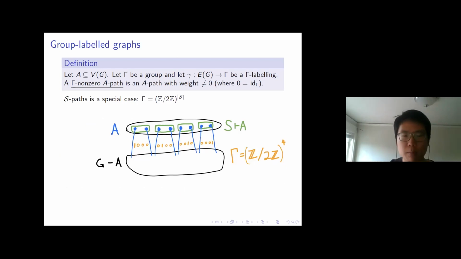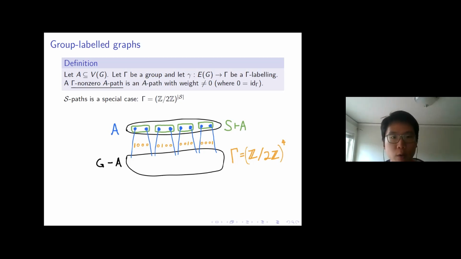So let's take the same picture as before, but now I need to define a group labeling on it. So orient the edges arbitrarily. Here it doesn't matter, but now the group is going to be the integers mod 2. And we take many copies of the integers mod 2, and the number of copies we need is just the number of parts in the partition. So for each part, you pick some coordinate, and for every edge that is incident with that part, you put a 1 in that coordinate and 0 everywhere else.